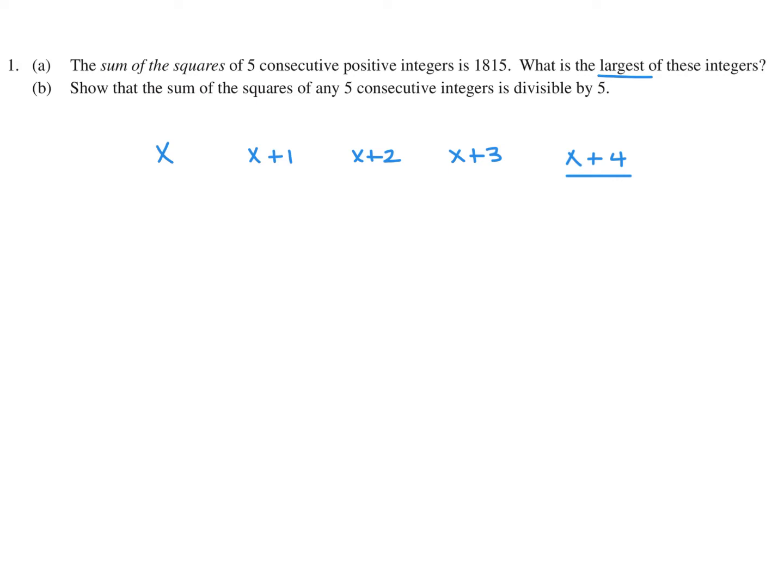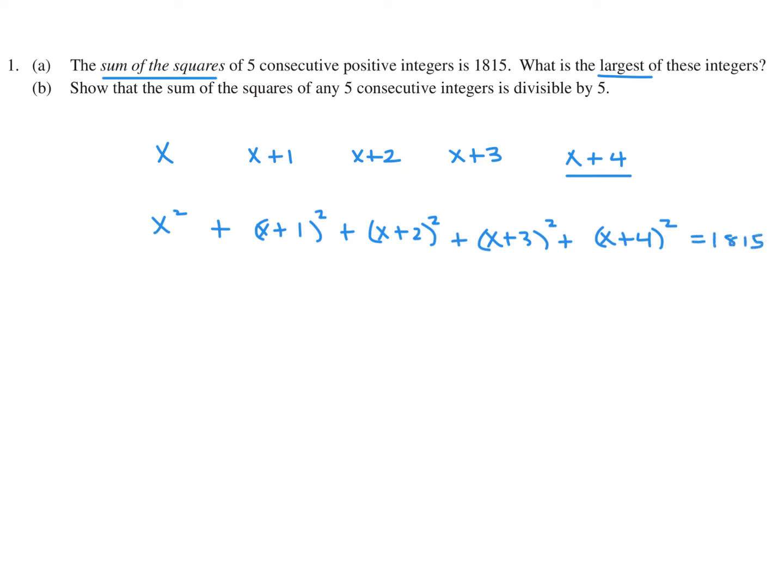Now they're saying the sum of the squares. So that means you have to square each of these. That would be the squares. So x plus 1 squared, x plus 2 squared, x plus 3 squared. And then they want the sum of the squares, so then you'd have to add them. So that's what sum is, right? So there you go. And they're saying that this is equal to 1815. Okay, so I guess now we just have to solve for x.